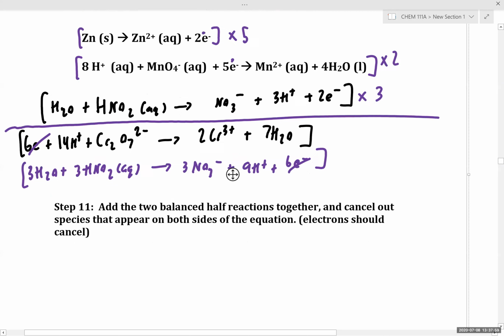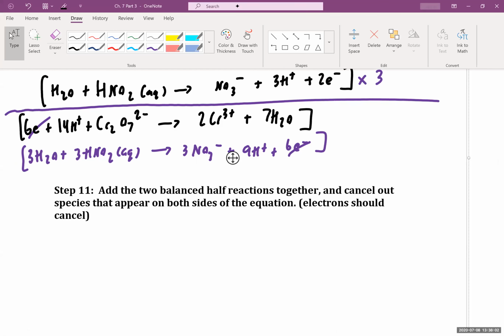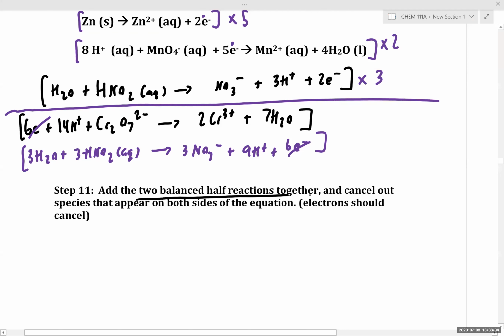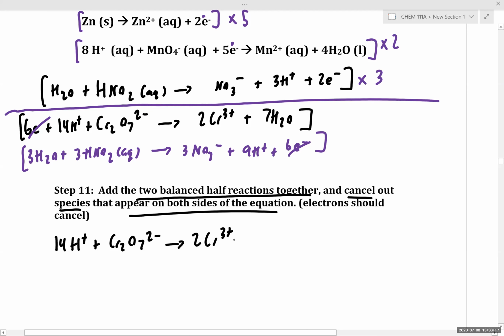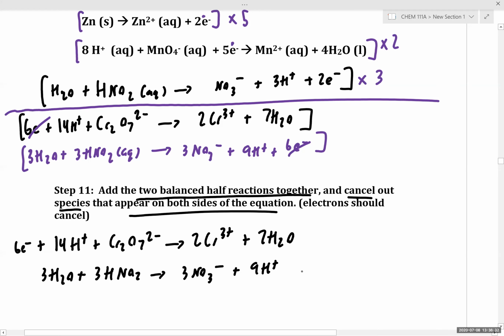And now we're ready for the last step, which is the easiest step, where you add the 2 balanced half reactions together and you cancel out species that appear on both sides. So if we have 14H plus Cr2O7 2- leads to 2 chromium 3 plus 7H2O, and we're combining that with 3H2O plus 3HNO2 leads to 3 NO3- plus 9H plus 6 electrons, our electrons should cancel.